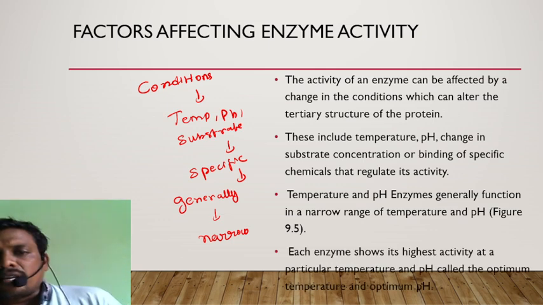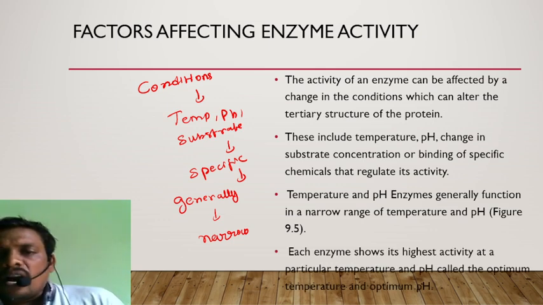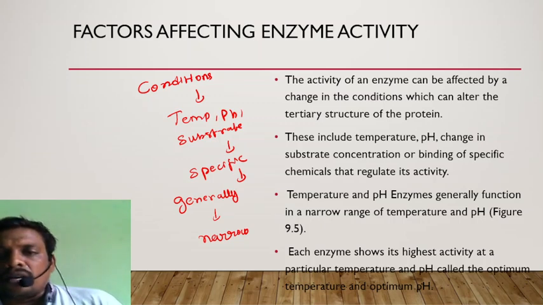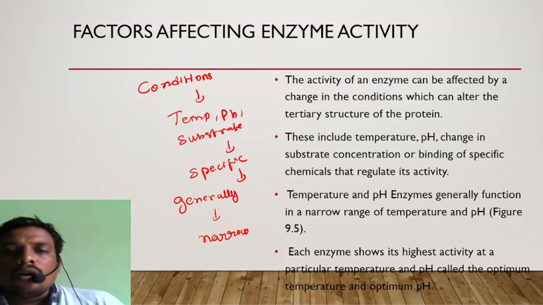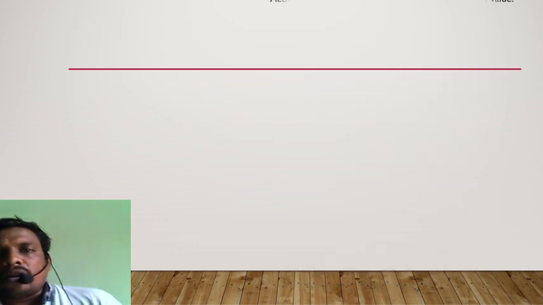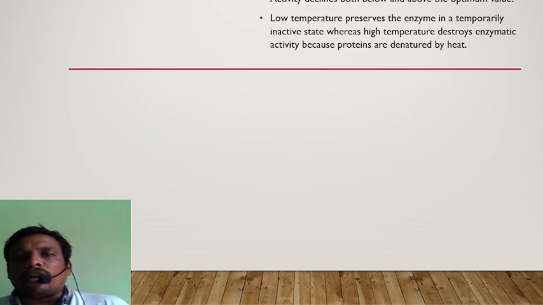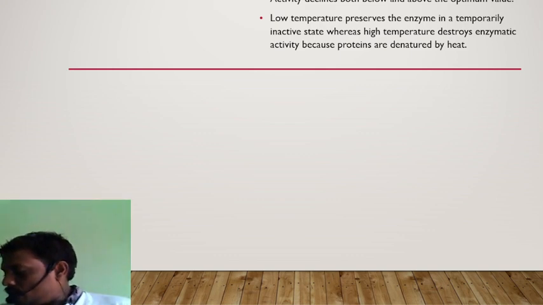pH. Finally, each enzyme shows its highest activity at a particular temperature and pH, called the optimum temperature or optimum pH. Finally, activity declines both below and above the optimum value.